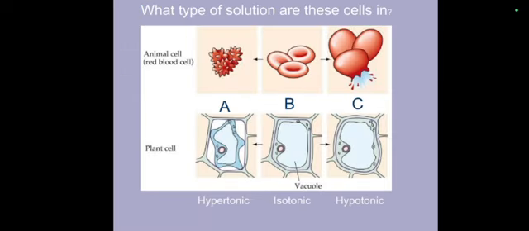What type of solution are these cells in? This image shows an animal cell and a plant cell in the hypertonic solution, an animal cell and a plant cell in the isotonic solution, and an animal cell and a plant cell in the hypotonic solution.